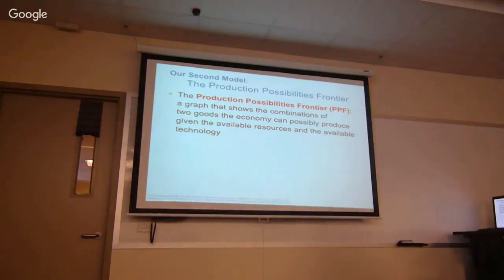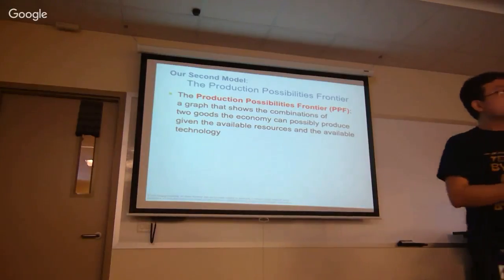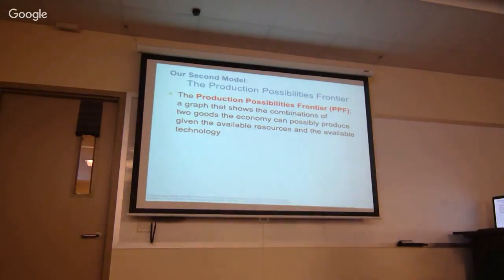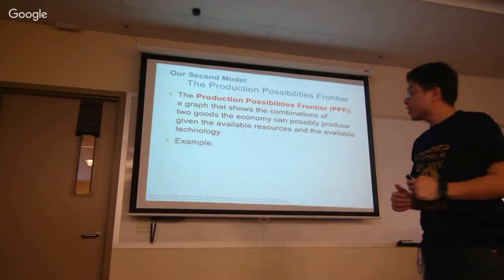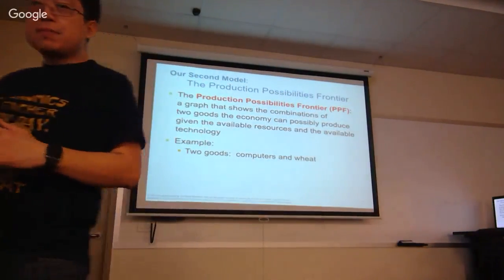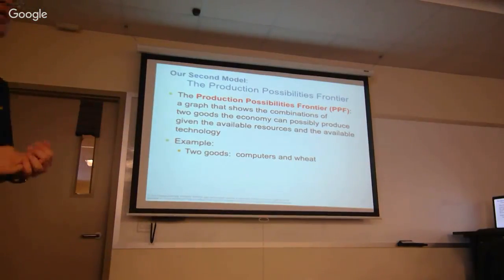This is a very simple model, so we're only comparing two goods. With two goods, we can draw a two-dimensional graph, X and Y. If you do three goods, that is three-dimensional, X, Y, and Z, that will be 3D. A graph with more goods is hard to picture. That's why we're going to use a very simple model, only two goods. Make sense? All right, so for our example here, we're comparing computers and wheat.